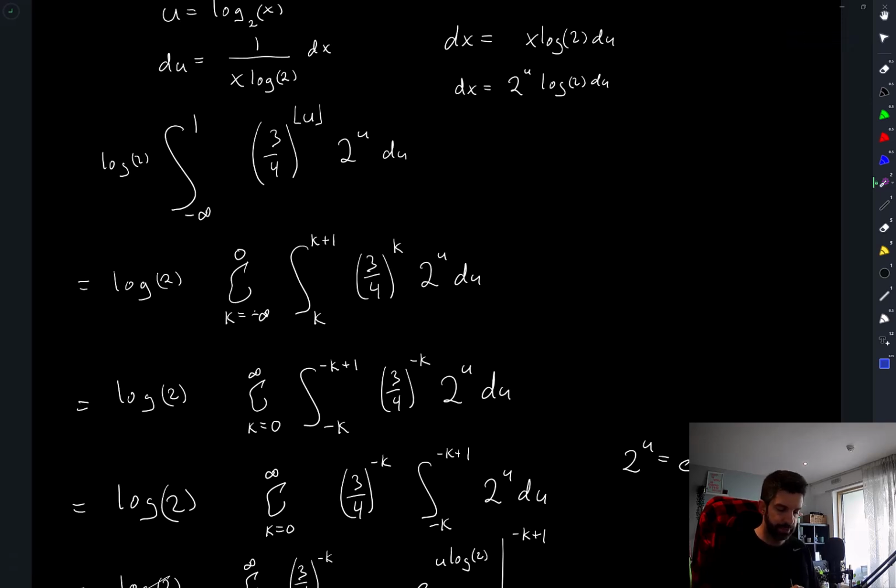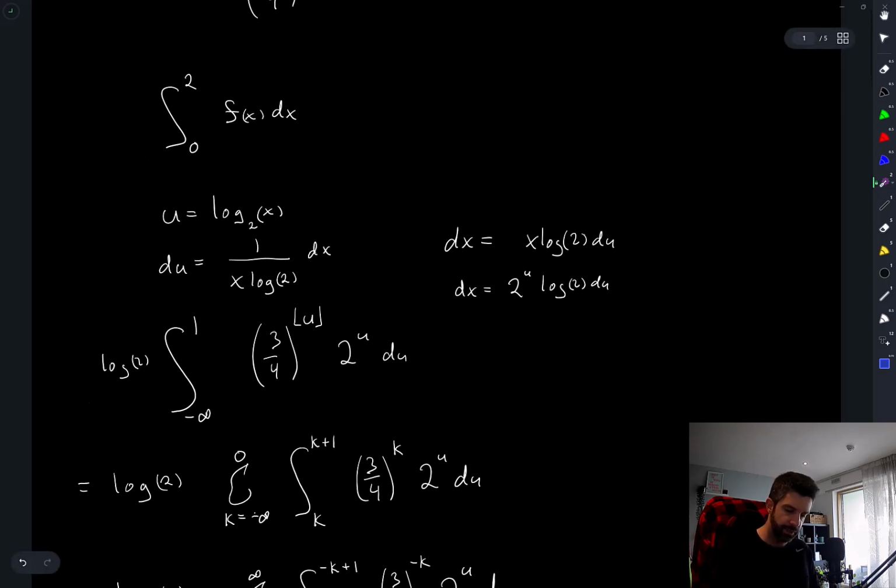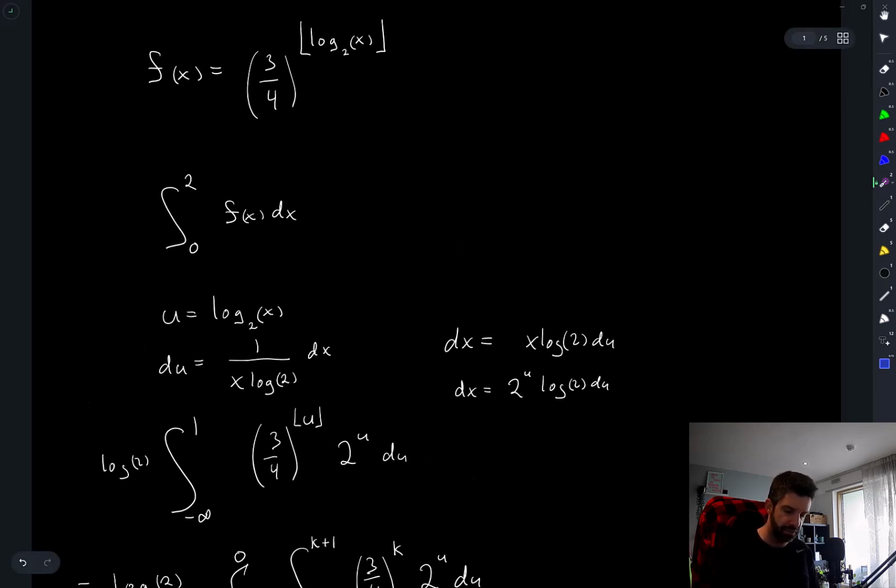Anyway, I don't really have too much more to say about this one. It was a little bit fiddly, but I think this approach was fine. But let me know if you find a faster way to do this. I'd be interested to hear that.